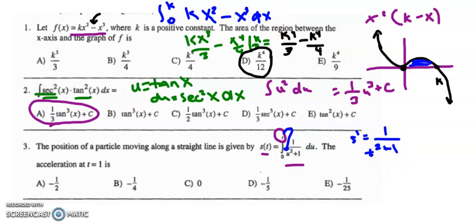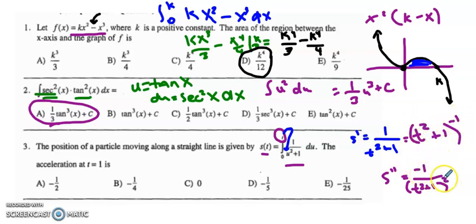Then acceleration is s double prime. So I have to differentiate this, which is going to give me 1 over t squared plus 1 squared. I just want to point out, I rewrote this as t squared plus 1 to the negative 1. So I bring down a negative sign and then drop the degree to 2. And then I need to multiply by the derivative of my inside function, which is 2t. So that is my acceleration, and I need acceleration at 1.